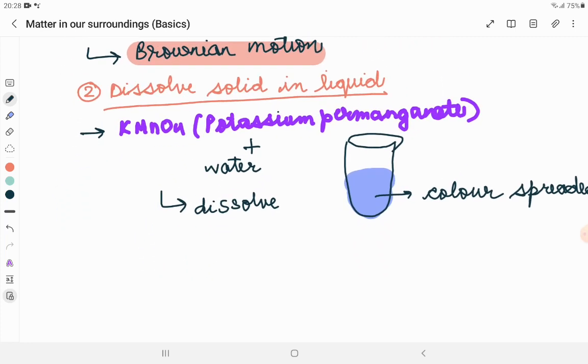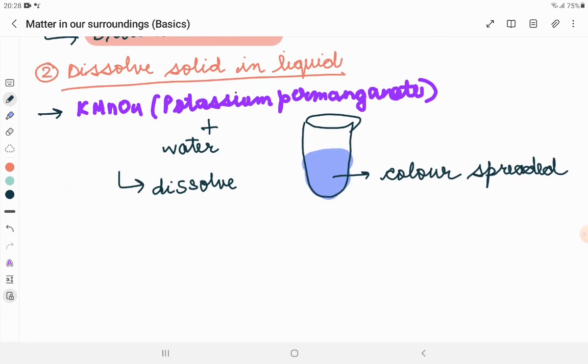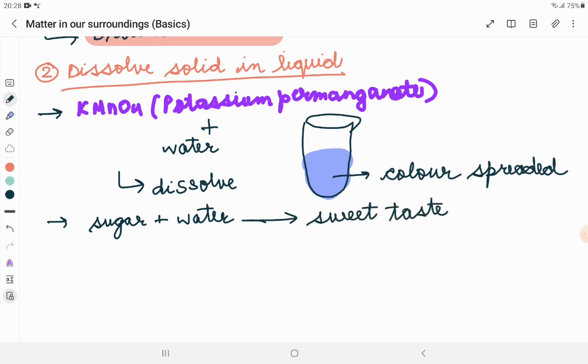A similar example is dissolving a solid in liquid. Suppose we take sugar and dissolve it in water. Sugar is very sweet but water is not, but when we dissolve them we get sweet water, we taste the sweetness in the water. Only the sugar was sweet, not the water, but now the whole water became sweet in taste. This means the sugar particles spread all over and occupied the whole of the water, which shows that they are in motion. So these two examples can prove it easily.